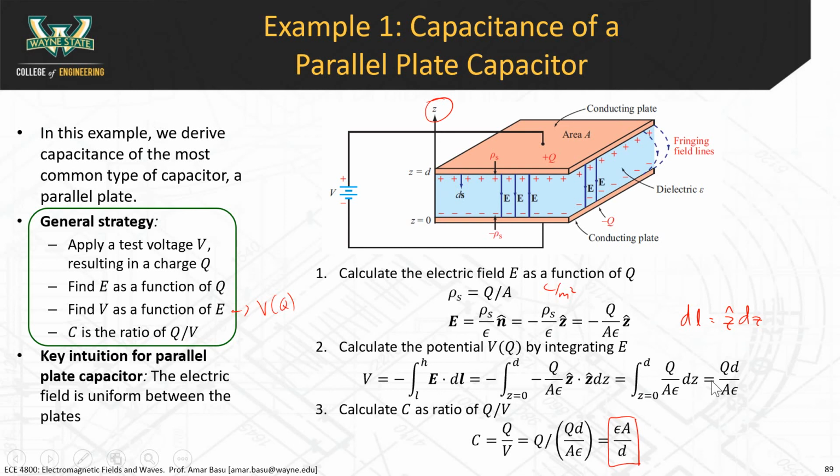Once you have this, the last step is super easy. C is equal to Q over V. So Q divided by your equation for V, which is in terms of Q. The Q's will cancel here, and you're left with just this geometric term, epsilon A over d. So this is the derivation of a parallel plate capacitor.